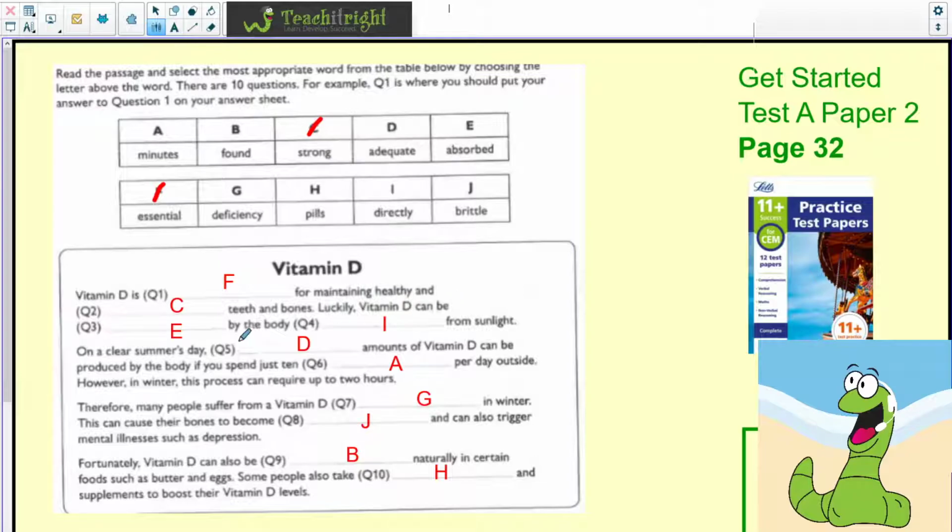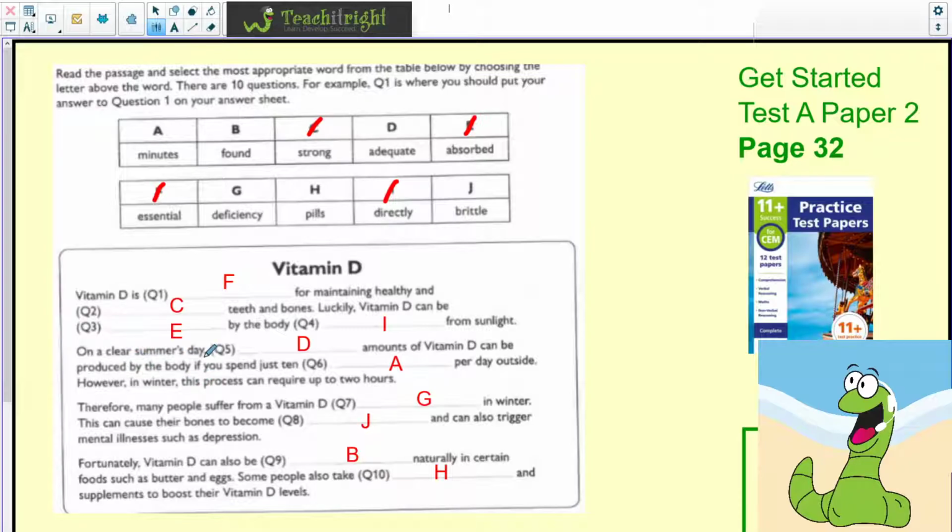Luckily, vitamin D can be something by the body. Now, what can it be by the body? We'll have a look at the options that you've got up there, and you might have noticed that it was absorbed by the body. Absorbed by the body directly from sunlight. So again, cross out the word that we've used.